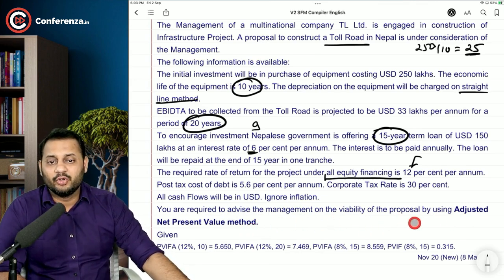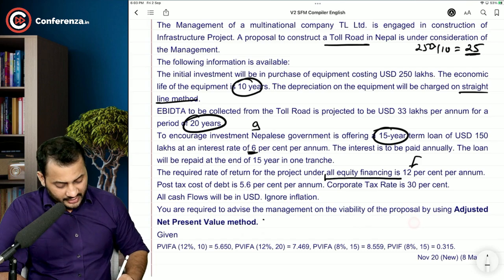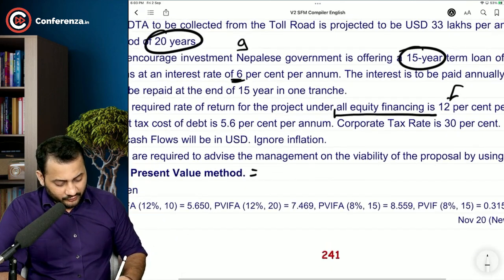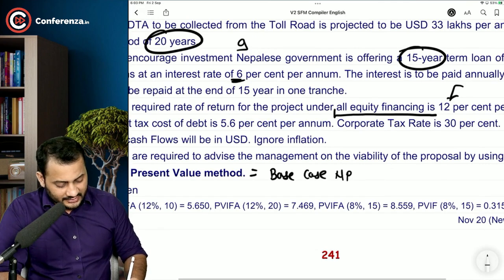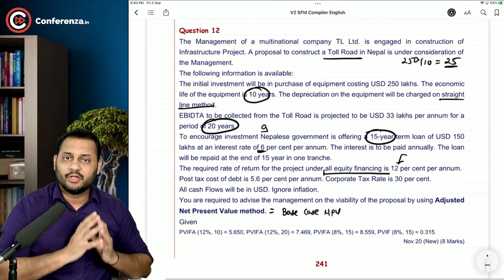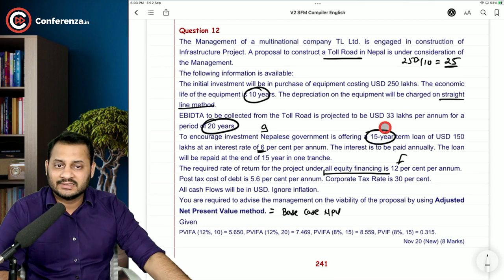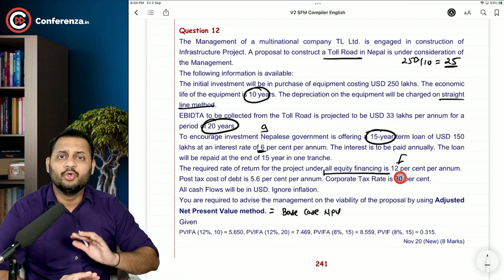Now understand what you mean by adjusted net present value. It is very simple. You have to first calculate the base case NPV. What does that mean? First of all, assume that you are going to entirely finance this project through equity, and discount all the cash flows, calculate the basic NPV at 12%, assuming there is no loan.